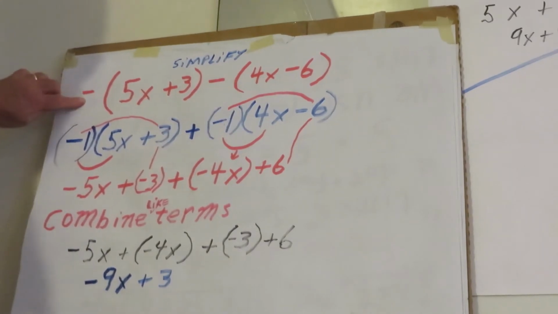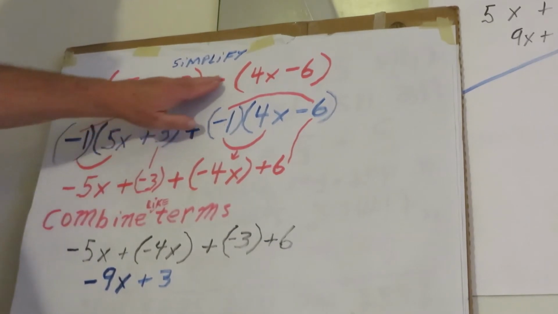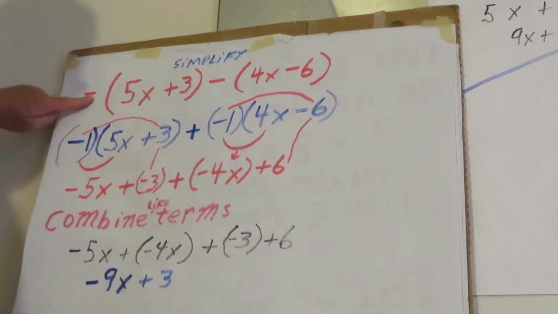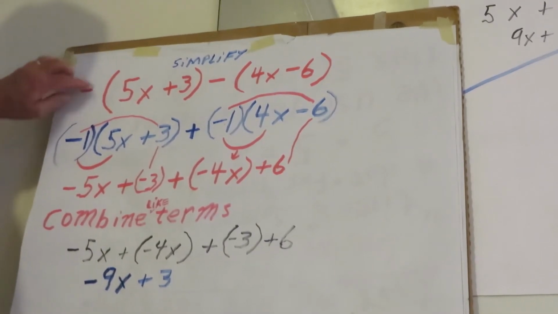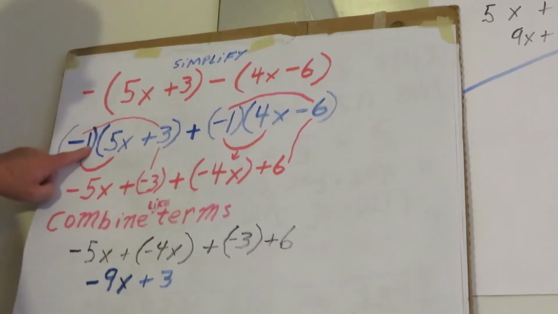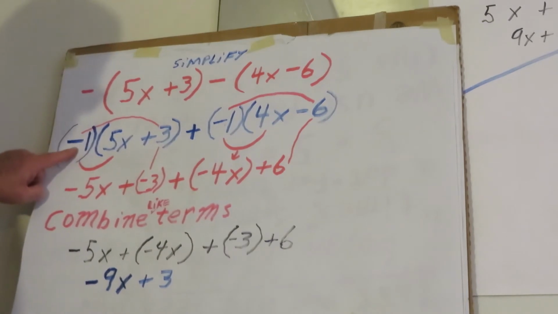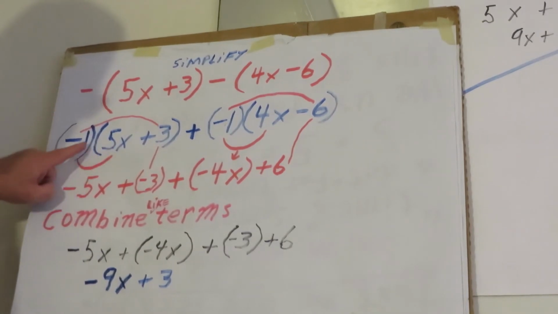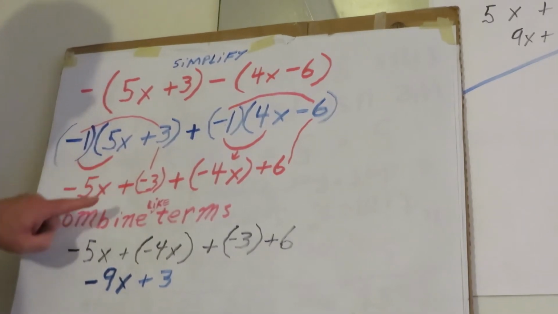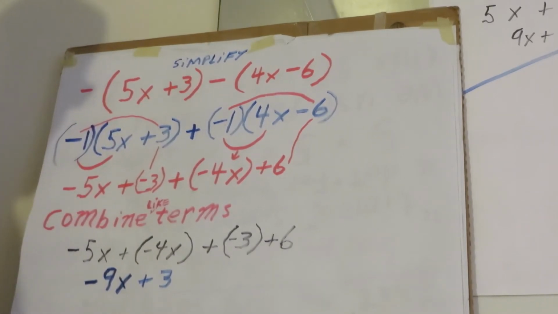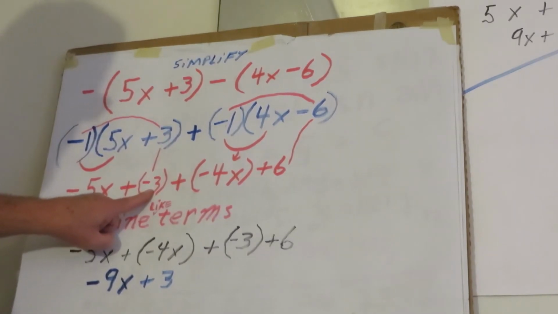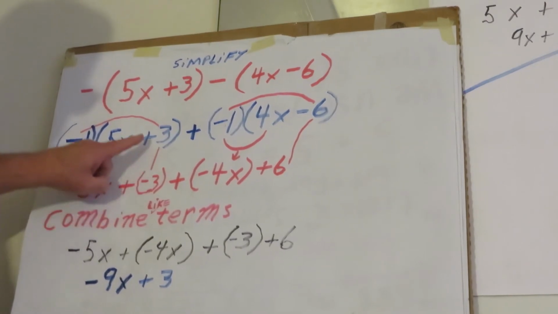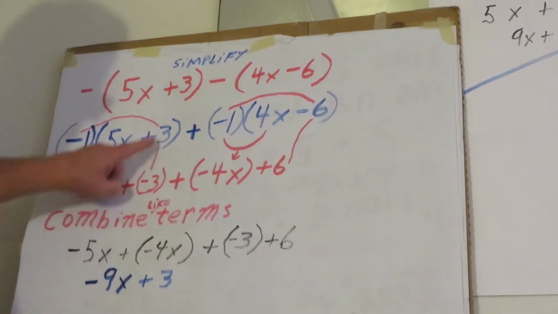If there's just a negative sitting there, in this case a minus, anything can be multiplied by 1, so it helps me to change this to negative 1. And a little parenthesis helps me too. And then I distribute the negative this way. Negative 1 times 5x equals negative 5x. Then negative 1 times 3 equals a negative 3. So here I put plus a negative 3.